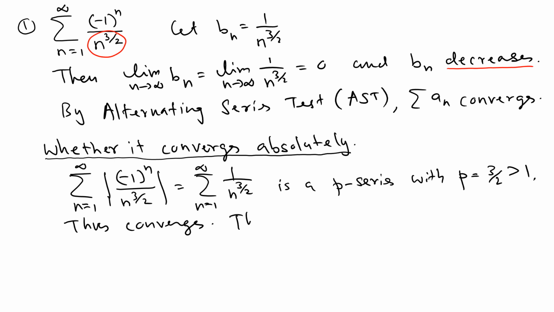So this is how you write the complete argument. Therefore, the original series sigma a_n converges absolutely. Okay, so this is an absolutely convergent series. Good. So let's go to the next problem.